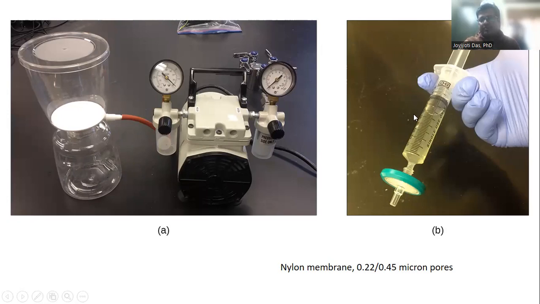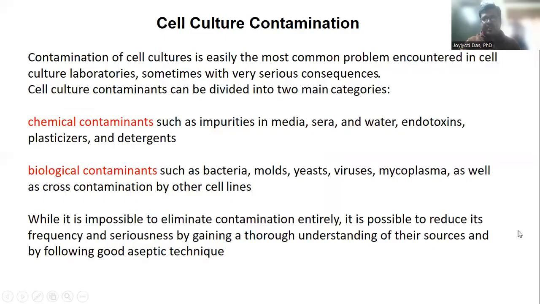Alternatively, for small volumes, you may use such sterile membrane filters, or syringe filters in this case, wherein you can attach the filter to the mouth of a disposable syringe, and through that you can pass the media or antibiotic or any other solution that you are going to use in cell culture and get the solution filtered. So the nylon membranes present in such filters are generally of 0.22 or 0.45 micron pore sizes.